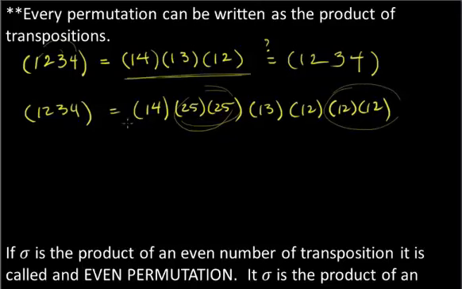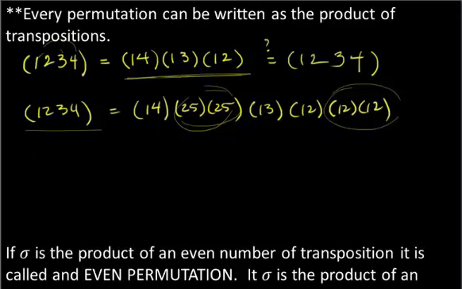But notice that no matter how I write this 4 cycle as a product of transpositions, it's going to have an odd number. 1, 2, 3, 4, 5, 6, 7. And that's the way it is. When you take any one of the permutations and write it as a product of transpositions, it will either always be written as an odd number or as an even number of transpositions. So that's where we get the odd and even.